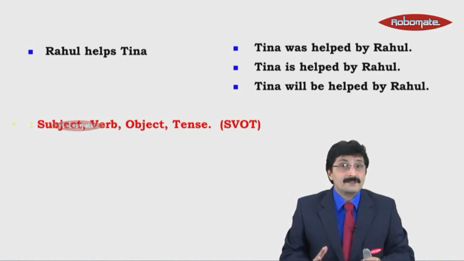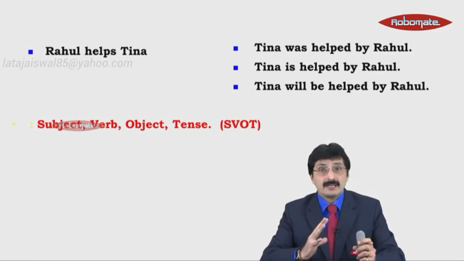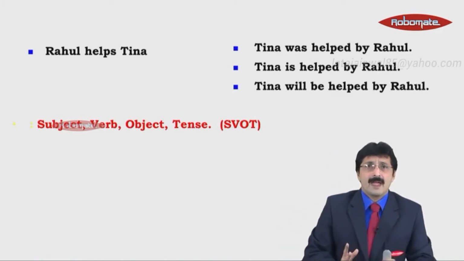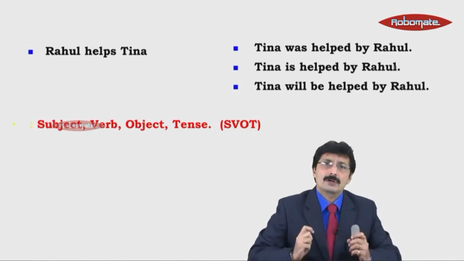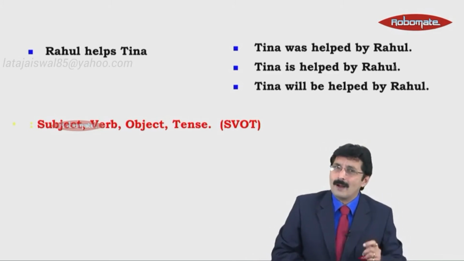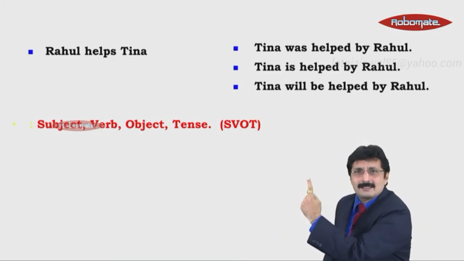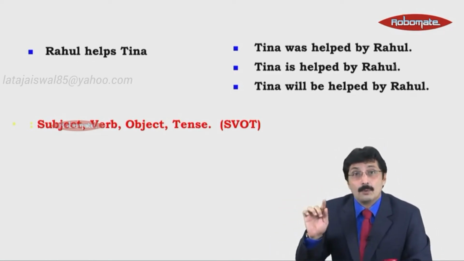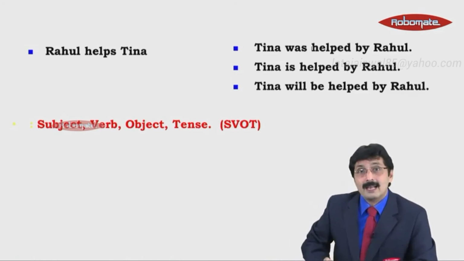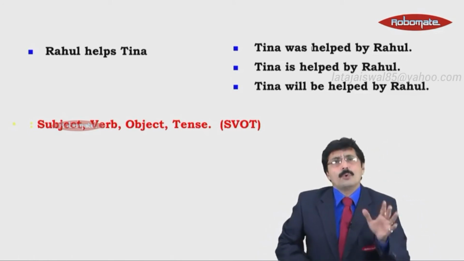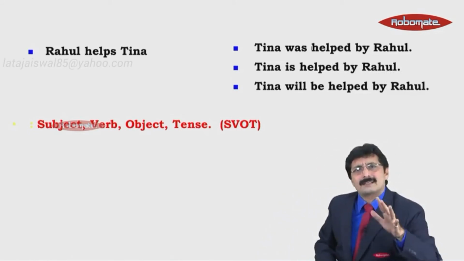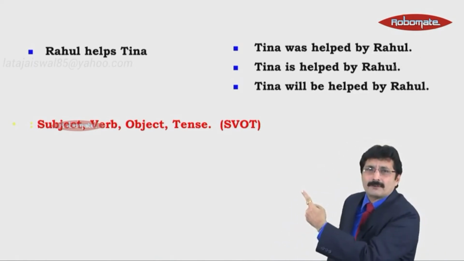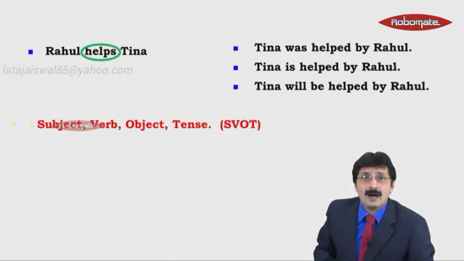In all, as you have seen, the subject and object have properly changed their places. Everything has been constant. The only one difference in all the three answers, my dear friends, is the tense. In the first sentence, Tina was helped. Second, Tina is helped. Third, Tina will be helped. So which one do you think is the correct answer? My dear friends, very simple. Have a look at the tense of the verb. Rahul helps Tina.